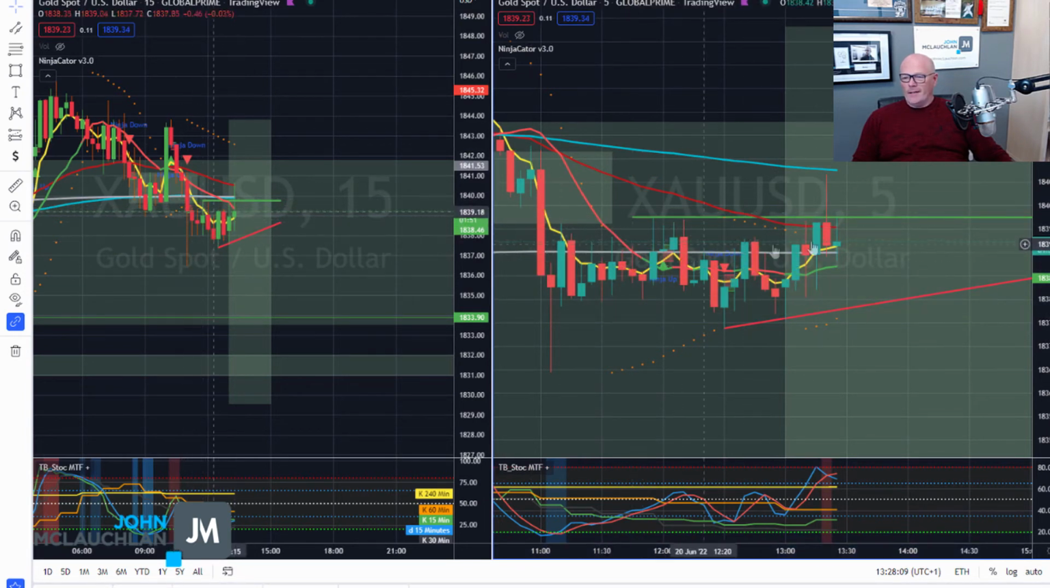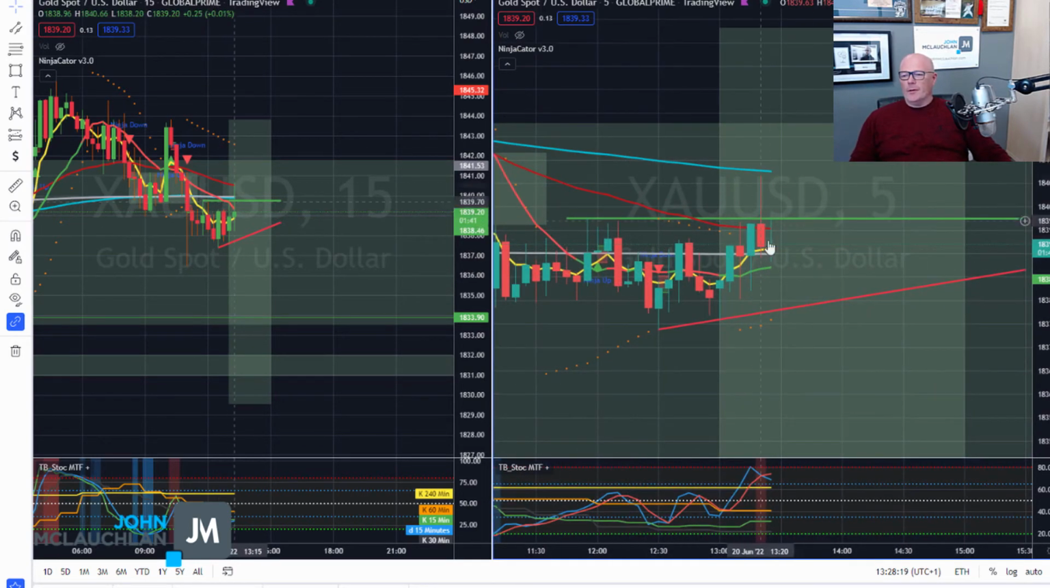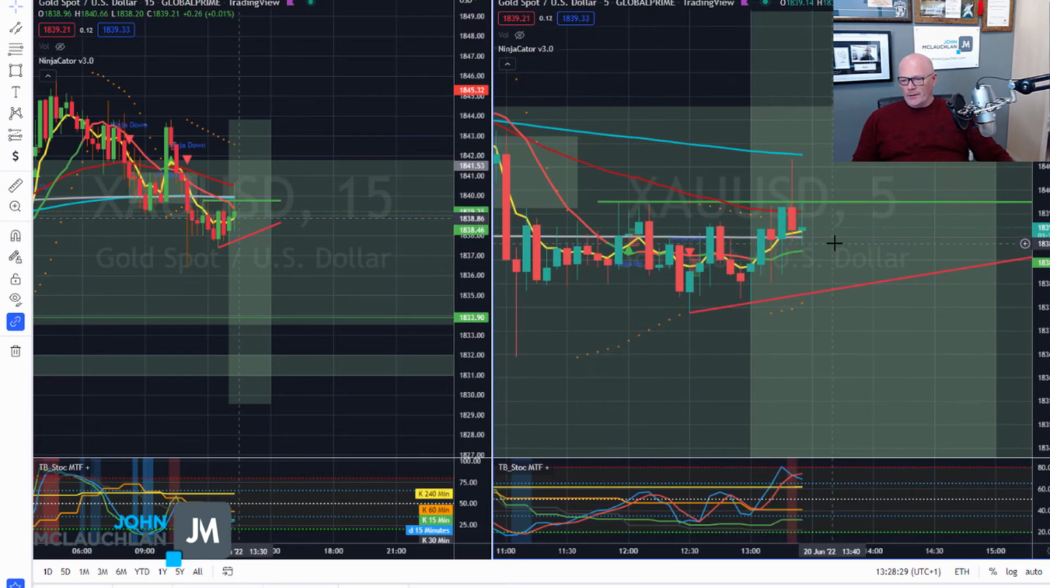So having identified this area of consolidation and knowing what consolidation means, we can then sit and wait for price action to come alive, and then we can identify what's going to happen. As you can see, this ninja alert has been taken out, that's disappeared now. The stochastic is kind of all over the place, it doesn't really know what it wants to do.